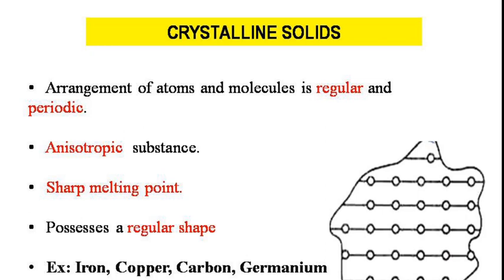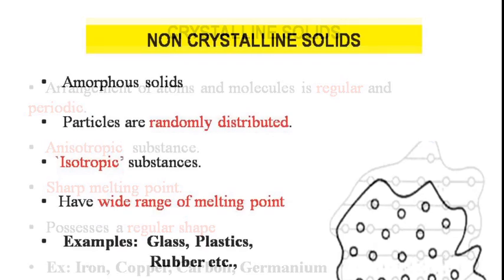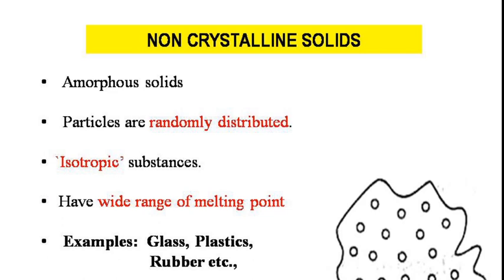These are the properties of crystalline solids. That is, anisotropic substance, which has a sharp melting point and which possesses a regular shape. Examples: iron, copper, carbon, germanium. Next one, non-crystalline solids, properties. These are amorphous solids. Particles are randomly distributed, which is an isotropic substance and has a wide range of melting point. Examples: glass, plastics, rubber, etc.